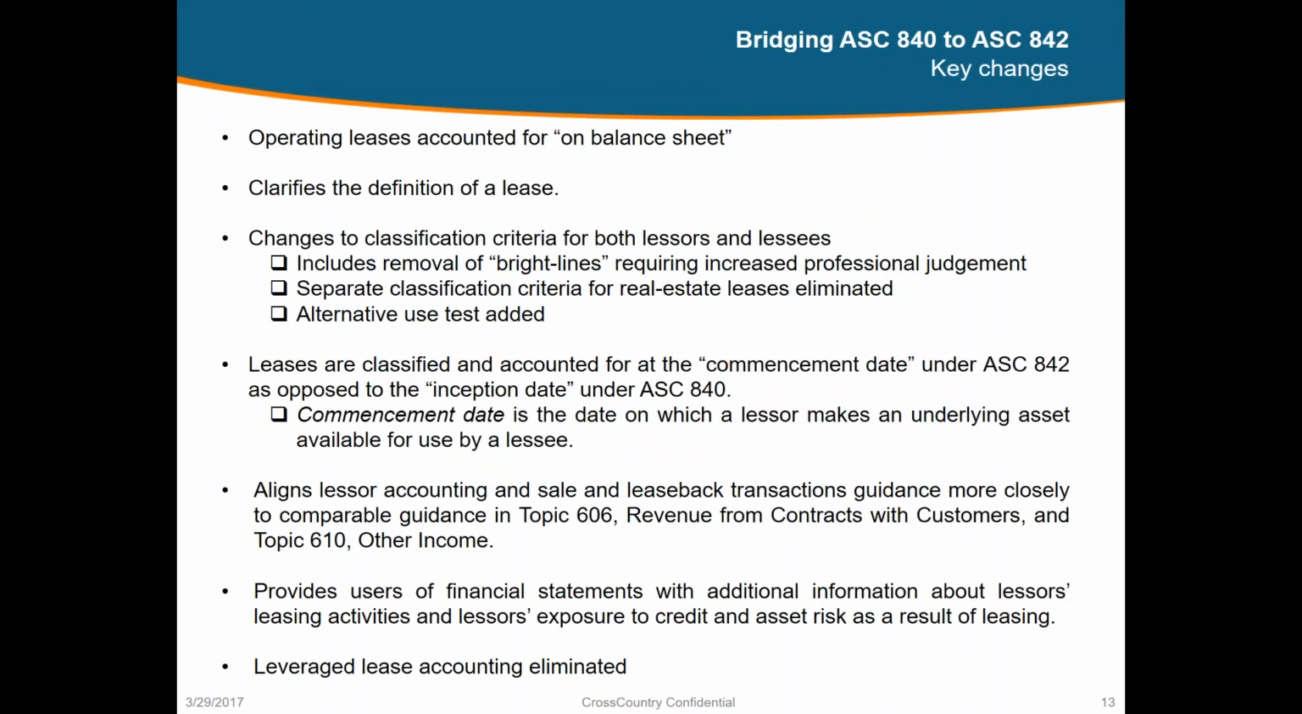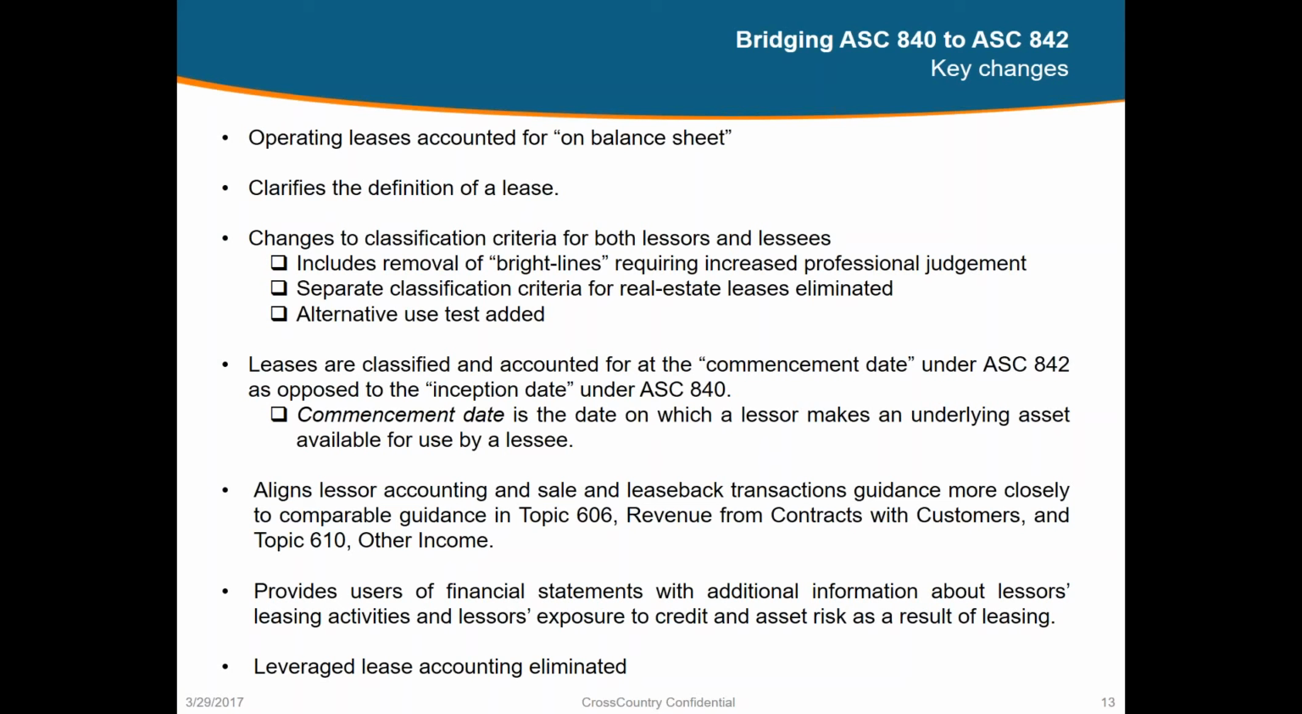This slide highlights significant areas of change between Topic 840 and Topic 842. We have already touched on changes resulting in the on-balance sheet accounting for operating leases. Other changes include Topic 842 provides a new definition of a lease that is more principles-based than Topic 840, which has a more prescriptive, rules-based definition. Changes to the classification criteria include removal of bright lines and quantitative thresholds, although these will likely continue in practice, and elimination of separate classification criteria for real estate leases.